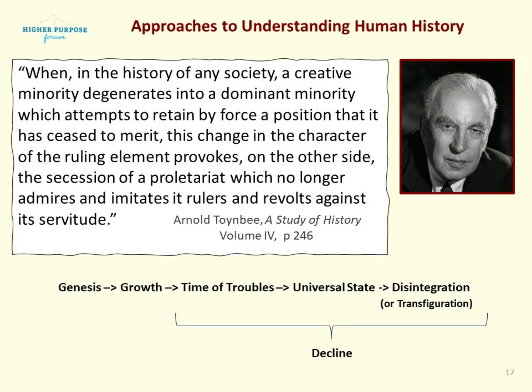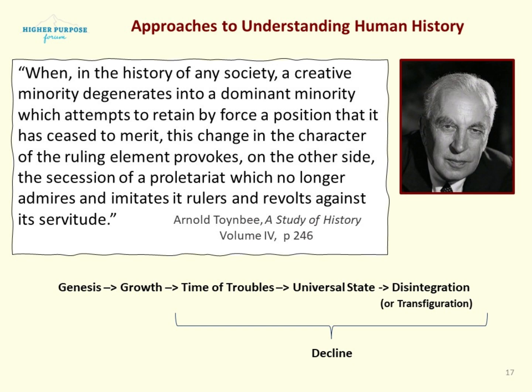Here's an interesting quote from Arnold Toynbee. When in the history of any society a creative minority degenerates into a dominant minority, which attempts to retain by force a position that it has ceased to merit, this change in the character of the ruling element provokes, on the other side, the secession of a proletariat, which no longer admires and imitates its rulers and revolts against its servitude. So here's the cycle of civilization that he wrote about.